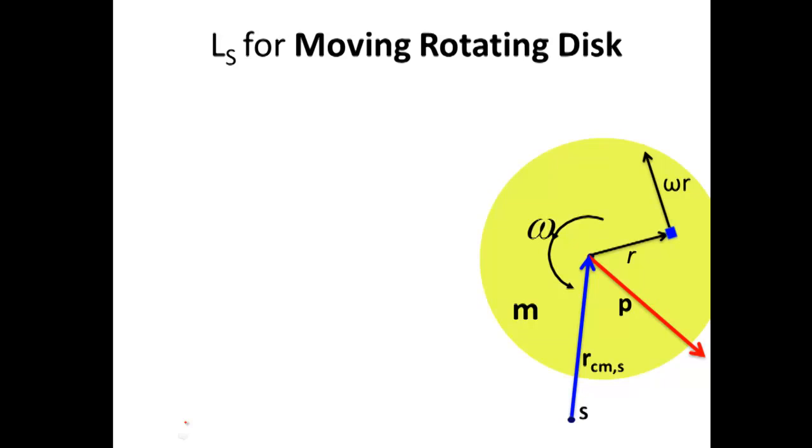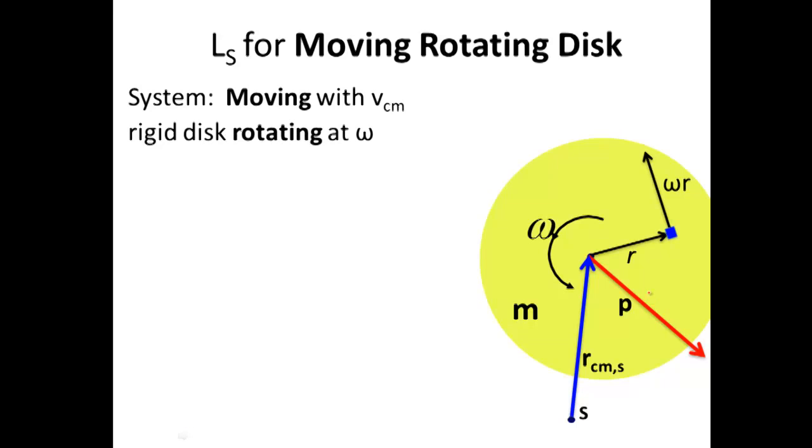And so now we have to basically add together two ideas. We know from the angular momentum of a point particle that even if the mass were all concentrated at the center, it would still have angular momentum the same as a single particle. But in addition to that, it's a rotating disk. And so we say that the system here is both moving with velocity v center of mass, so maybe I should write that in, and in addition, it's rotating with the angular speed omega.